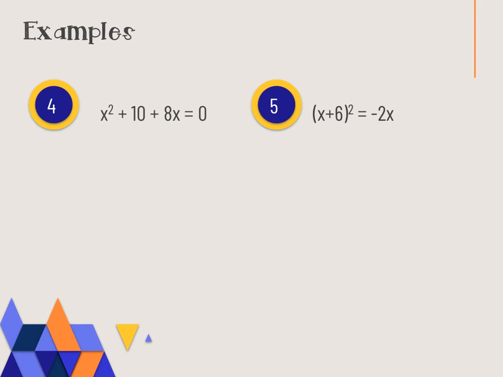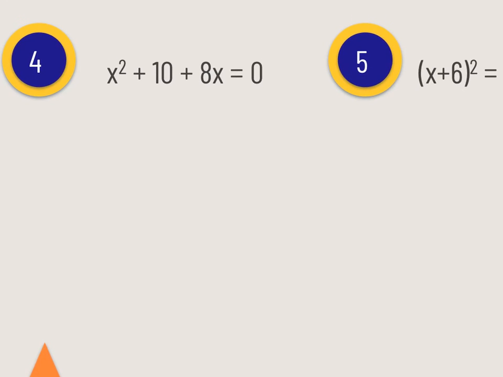All right, last page. Number 4, x squared plus 10 plus 8x equals 0, sorry. Be careful with these because the only tricky part about this is that it's not in the right order. You would rewrite it as x squared plus 8x plus 10 equals 0, and then your a is 1, your b is 8, your c is 10.